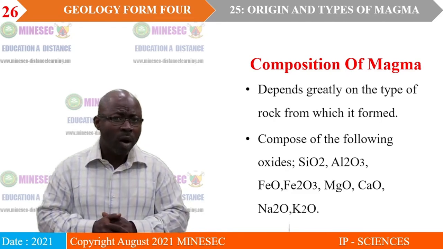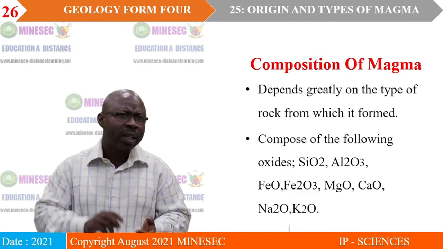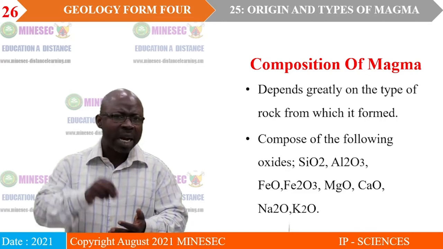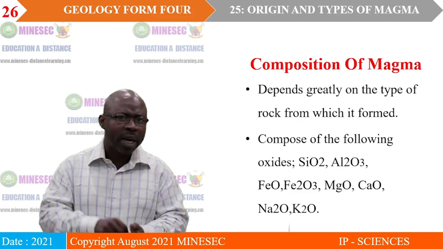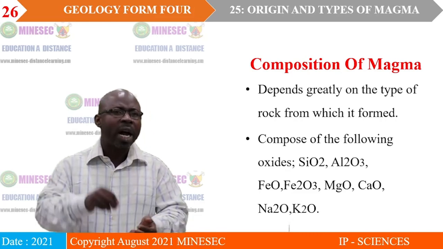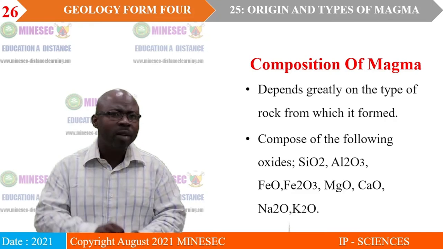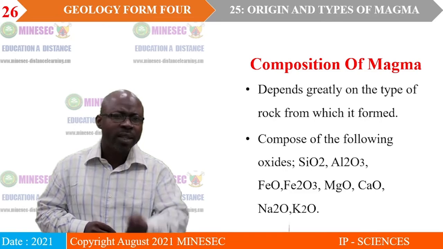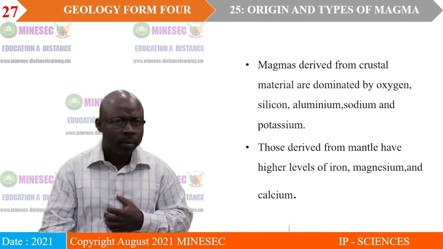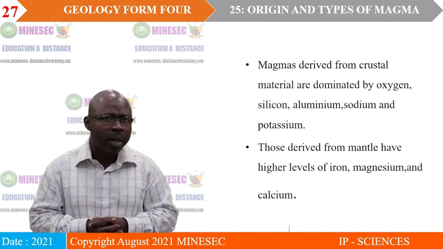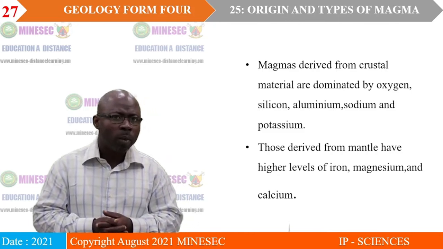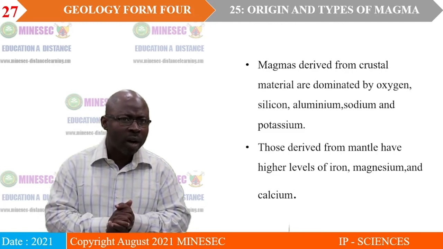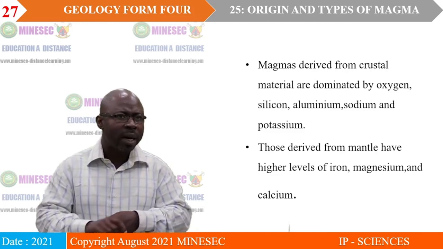So the oxides that constitute magma include silicon oxide, aluminium oxide, iron oxide, magnesium oxide, calcium oxide, sodium oxide, and potassium oxide. These are the principal oxides that, after geochemical analysis, have been found to exist in magma. Magma derived from the crustal material is dominated by oxygen, silicon, aluminium, sodium, and potassium. Those derived from the mantle have a higher level of iron, magnesium, and calcium.